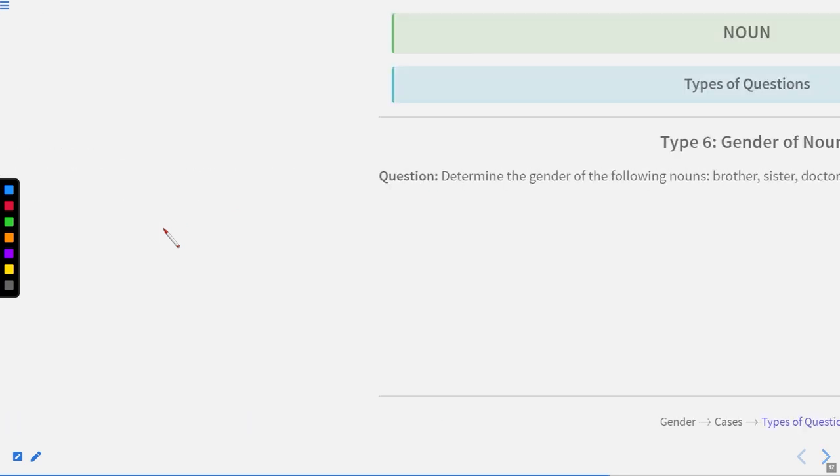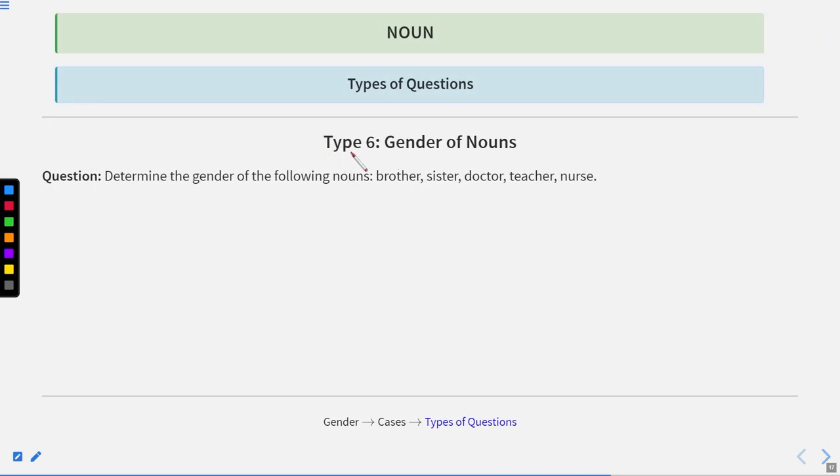Now let us move to the next type of noun question. There is gender of nouns. Determine the gender of the following nouns: brother, sister, doctor, teacher, nurse. Obviously brother is masculine, sister is feminine, doctor is masculine, or it can be used for the common gender as well, because for a female doctor as well we use the word doctor. Teacher is again a common gender, nurse is again a common gender.